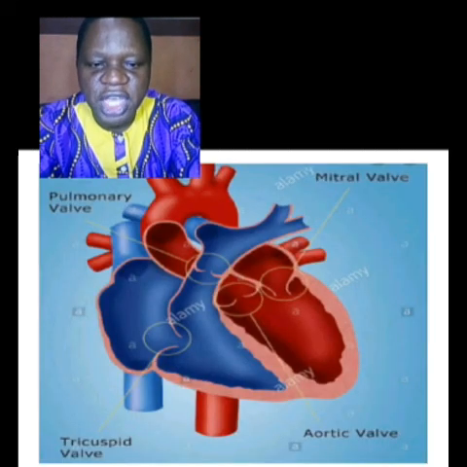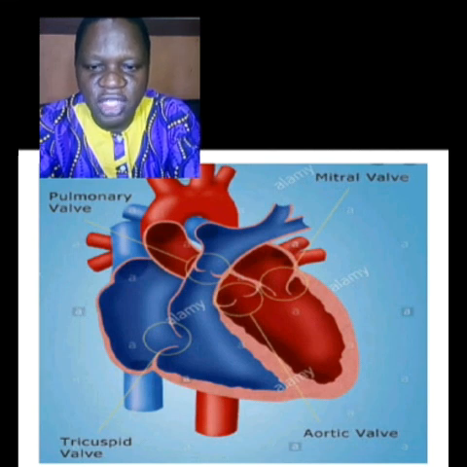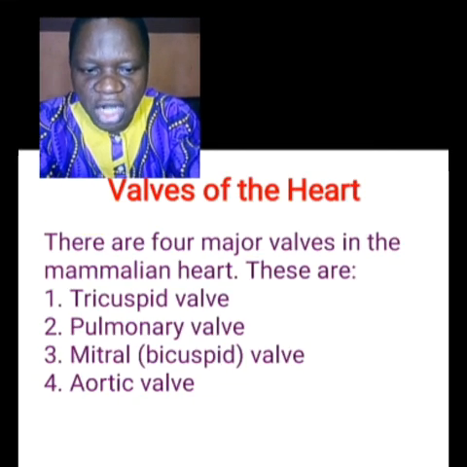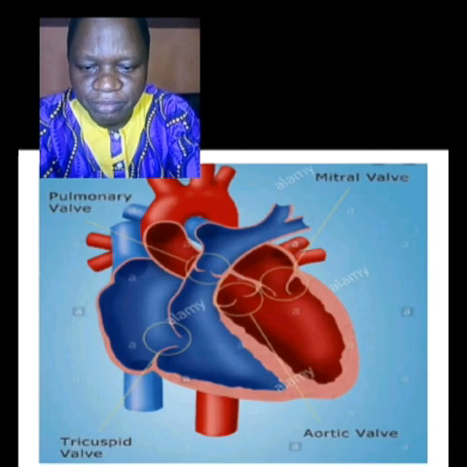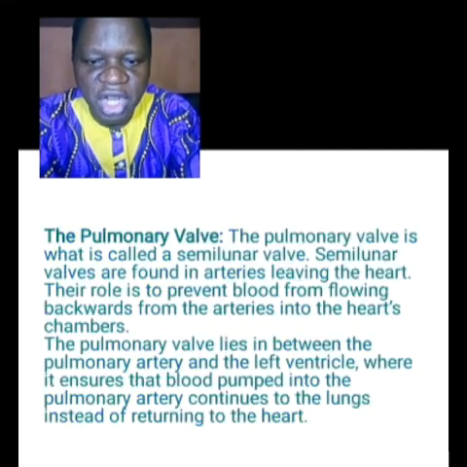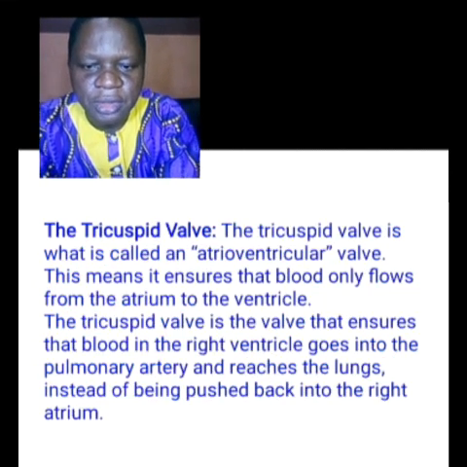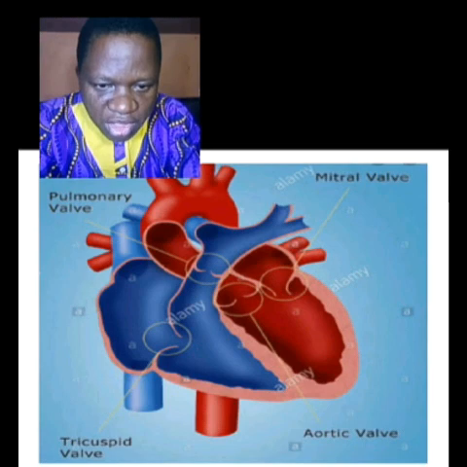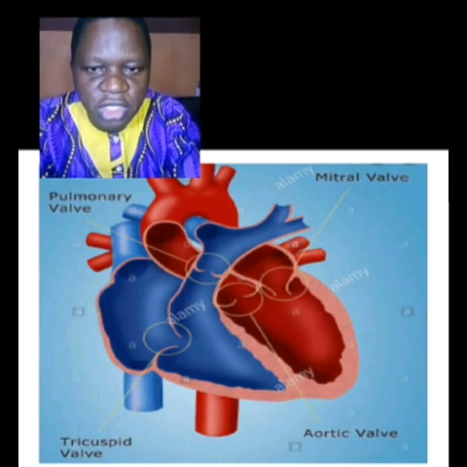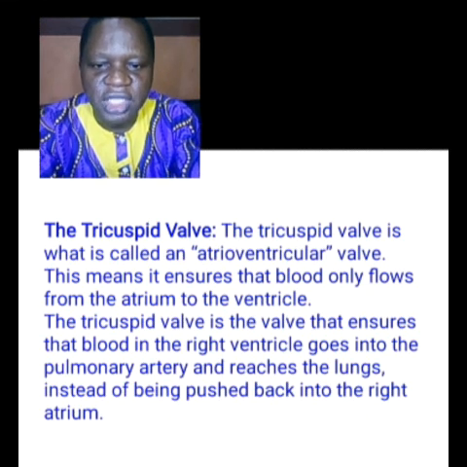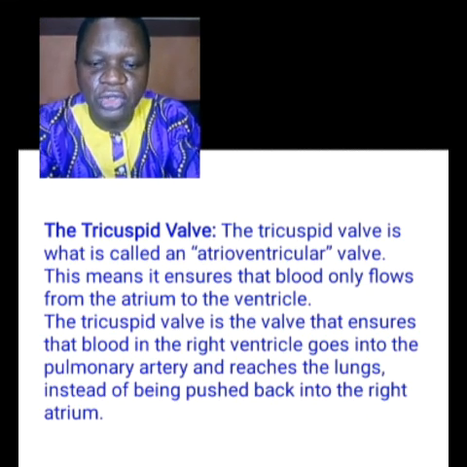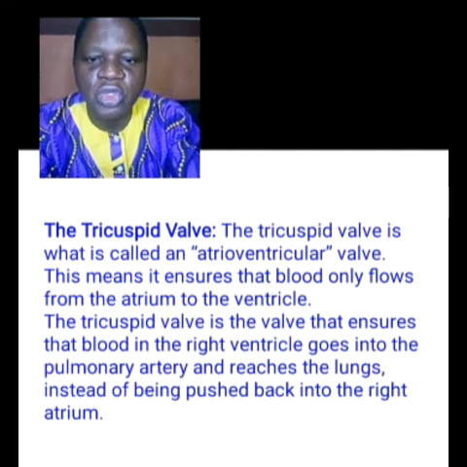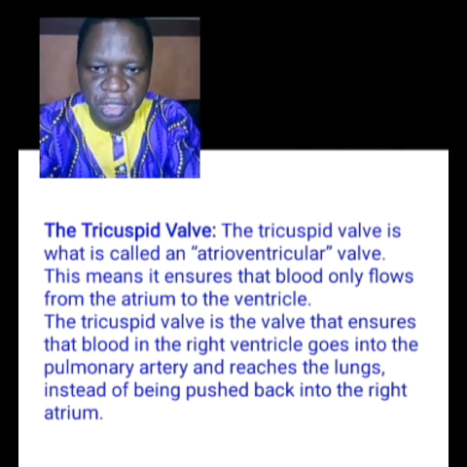You can see the pulmonary valve here, the tricuspid valve here, and then the mitral valve here, and then you can see the aortic valve, the last one, here. Okay, so we now look at them one after the other. The tricuspid valve is also referred to as the atrioventricular valve. When you say atrioventricular, it means it will only allow movement of blood from atrium to ventricle. That's why you call it the atrioventricular valve.